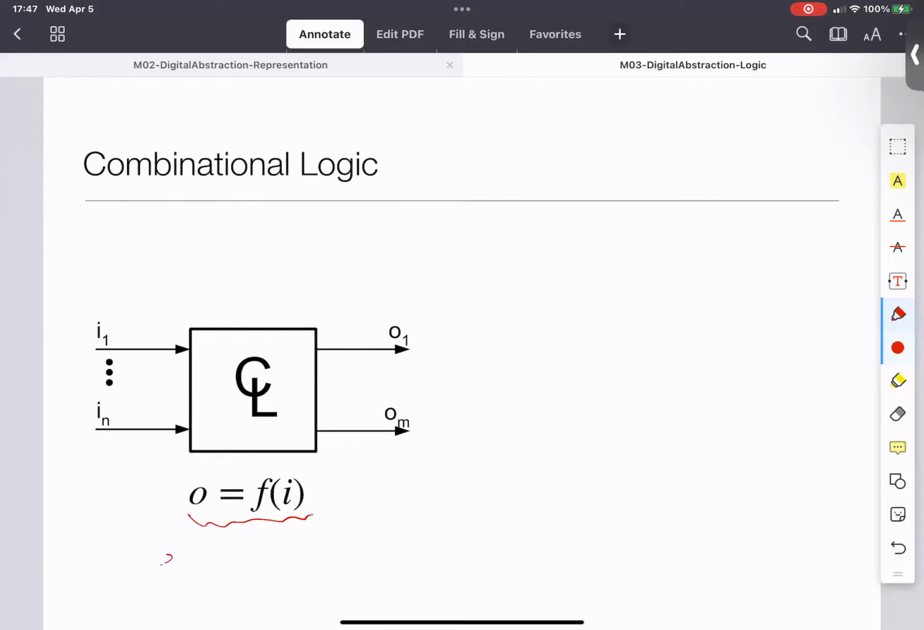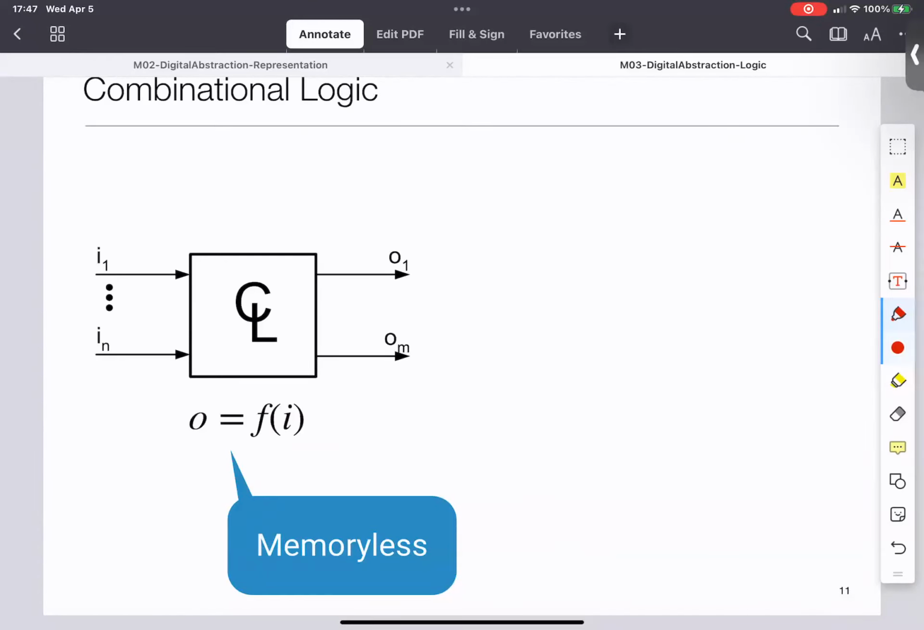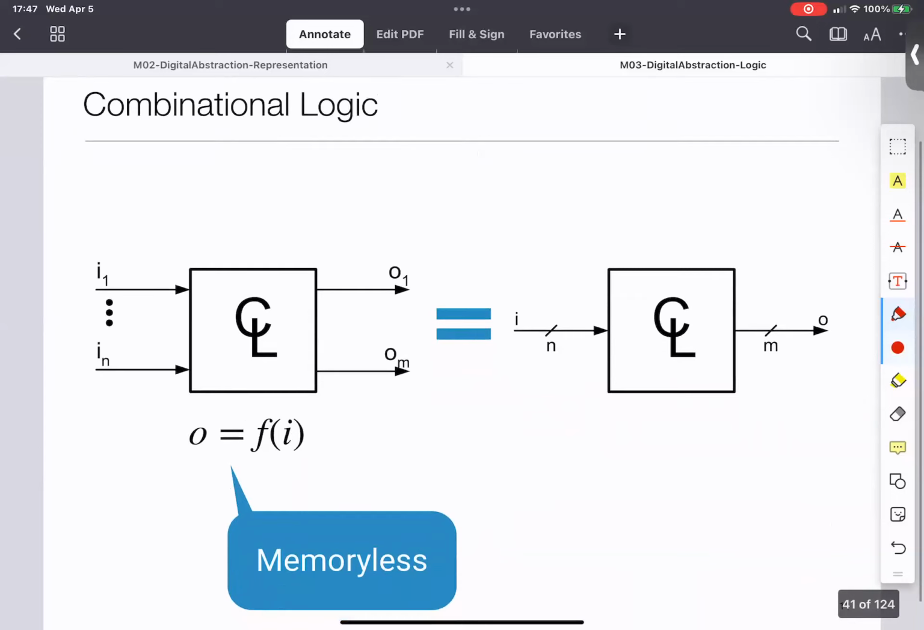More strictly, you can say output at time t is a function of input at time t. There's no dependence on the prior values of the input. So that stands for combinational logic. A very crucial part is that it's memory-less. It has no memory of the past. More compactly, oftentimes you will see this notation, which says that I have an input with n bits and an output with m bits.